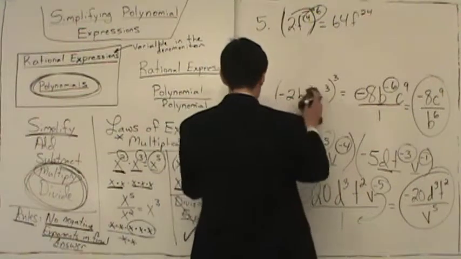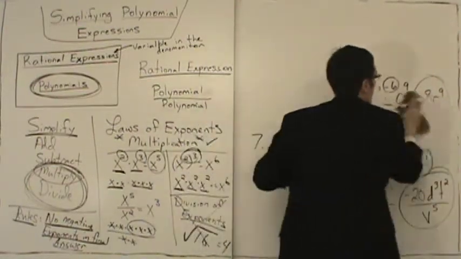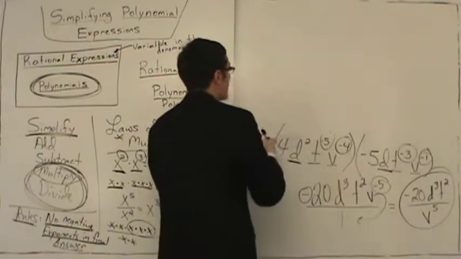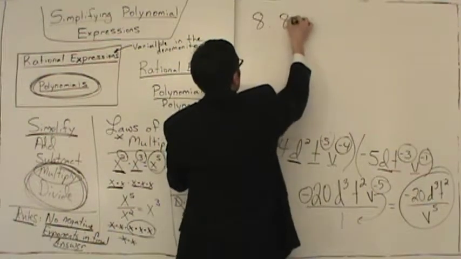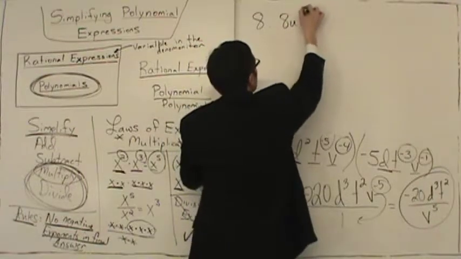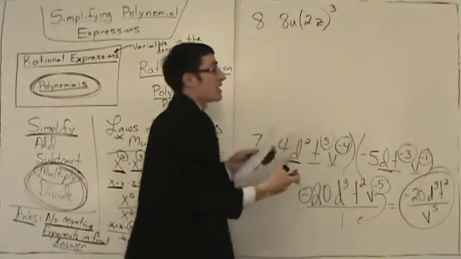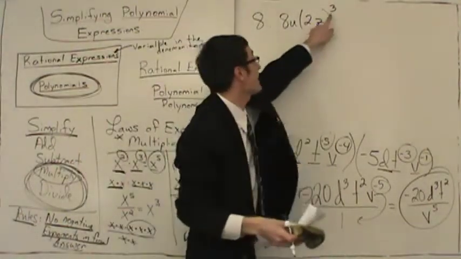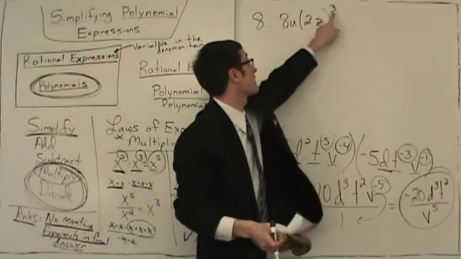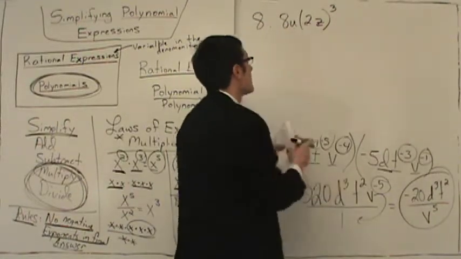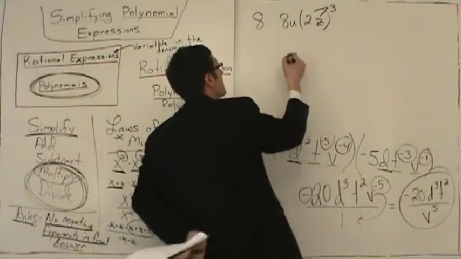All right, now, next question. Number 8. Okay, leaving that down there for a minute. Number 8 says 8u multiplied by 2z to the 3rd power. Now question, does the exponent affect the 8? No. Does the exponent affect the u? No. The exponent affects everything inside parentheses. So are we cubing the 2 and the z? Yes.